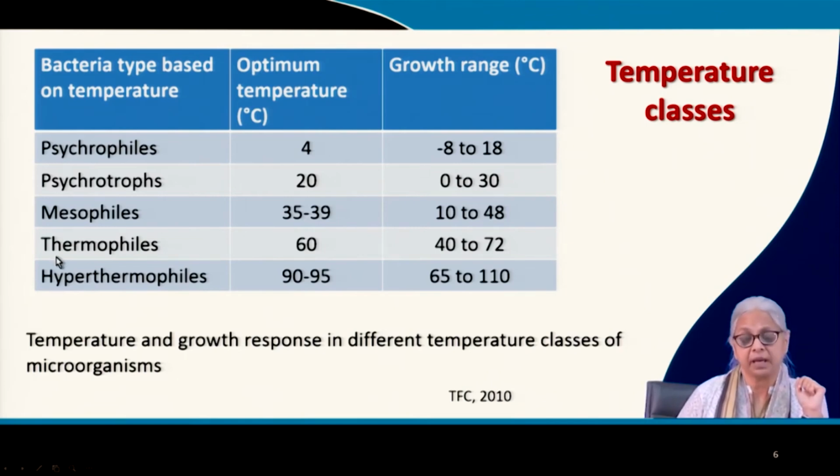Then we come to thermophilic bacteria. Thermophilic bacteria have an optimum of 60 degrees centigrade and a range of 40 to 72 degrees centigrade. There is another group of bacteria, hyperthermophilic bacteria, which have an optimum of 90 to 95 degrees centigrade and a growth range of 65 to 110 degrees centigrade. So if I were to ask you, can bacteria survive under boiling water conditions? The answer is the mesophilic bacteria that live in our environment cannot survive under those boiling water conditions.